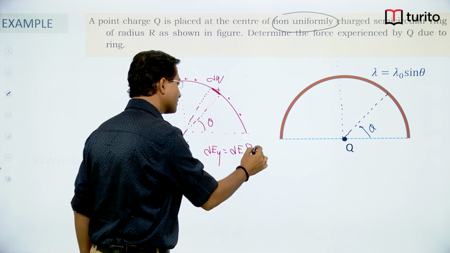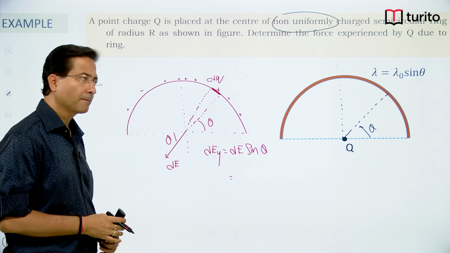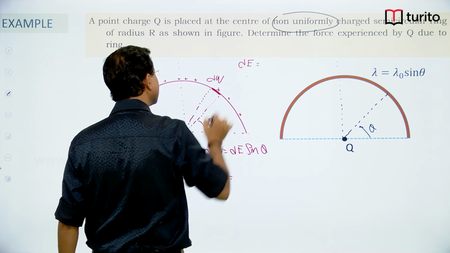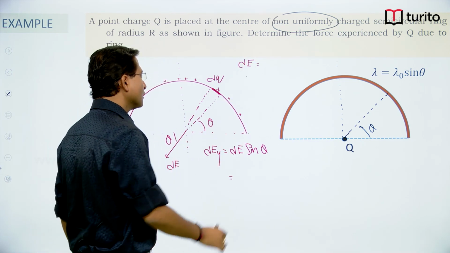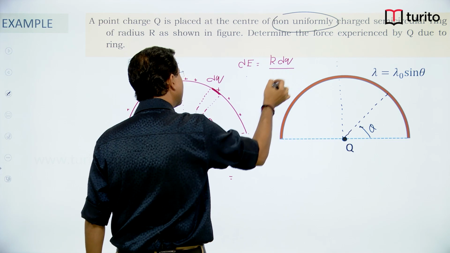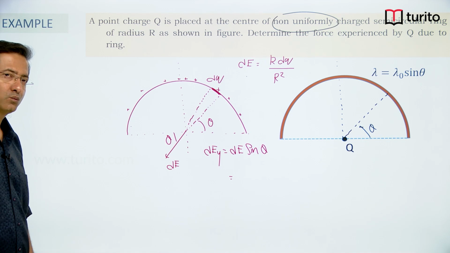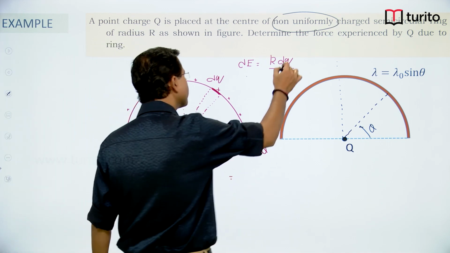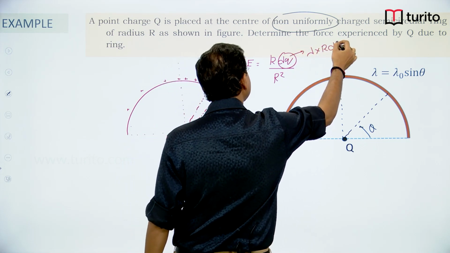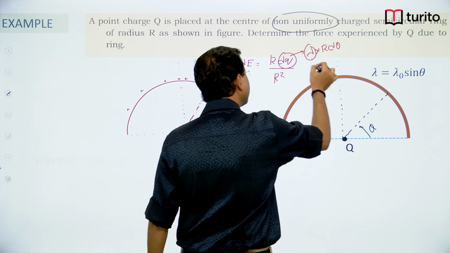dE sin theta, where dE is the field produced here because of this element. So dE is 1 upon 4 pi epsilon naught, that is k, dq divided by r square. This dq I can write as lambda into r d theta, and the lambda I can write as lambda naught sin theta.